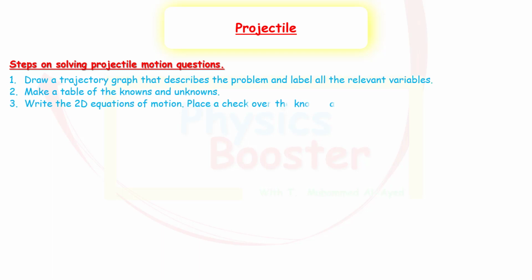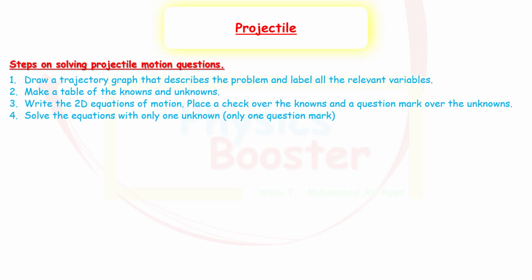Okay, so the first step is to draw the trajectory graph that describes the problem and label all the relevant variables. The second step is to make a table of the knowns and the unknowns. So you'll be writing, for example, Vx here is unknown, but time is known, Vy is unknown, delta y is unknown, etc. Third step, you will write these equations of motion. Okay, when you have these equations in front of you, things will be less confusing. And finally, you will solve the equations that only have one unknown, okay?